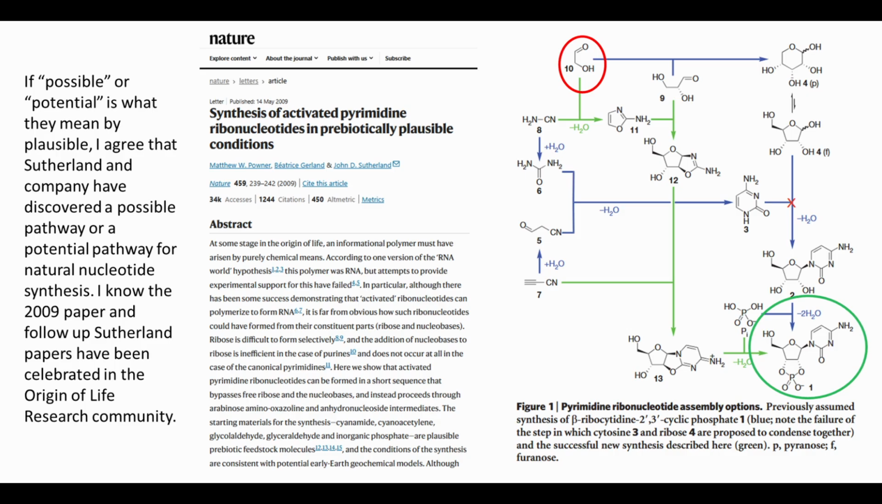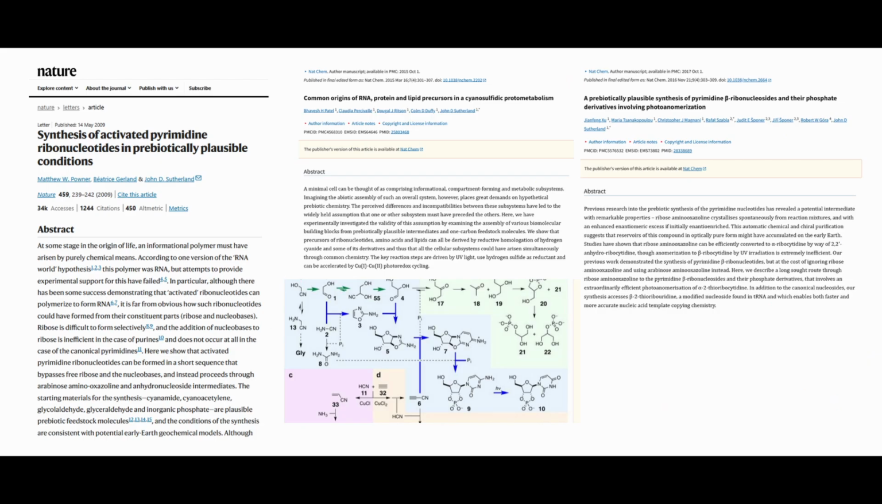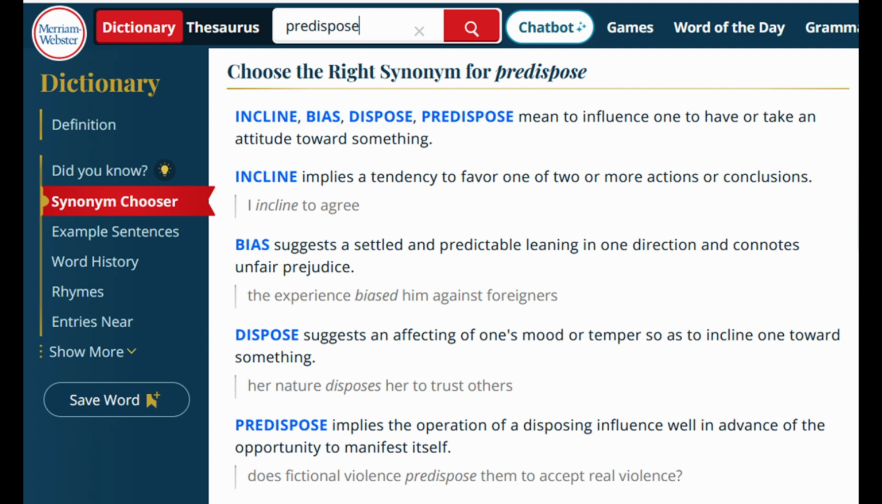If possible or potential is what they mean by plausible, I agree that Sutherland and company have discovered a possible pathway or a potential pathway for natural nucleotide synthesis. I know the 2009 paper and follow-up Sutherland papers have been celebrated in the Origin of Life research community. I still want to point out flaws in the Sutherland experiments that need to be overcome. According to most dictionaries, the word predisposed is a synonym for inclined or tendency. The Merriam-Webster dictionary defines both dispose and predispose.